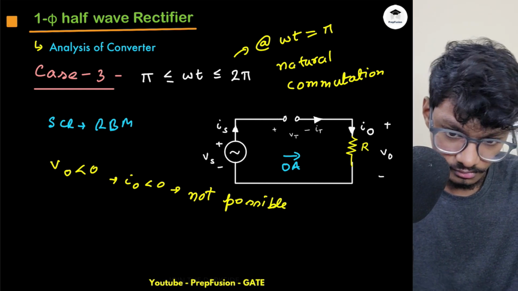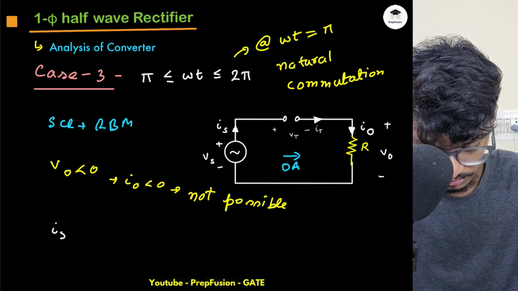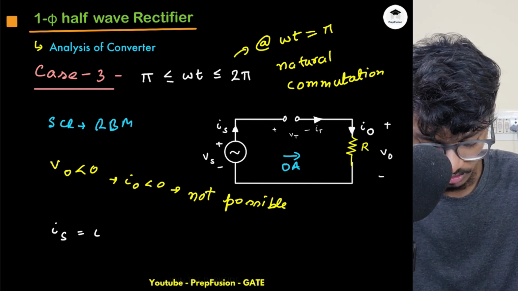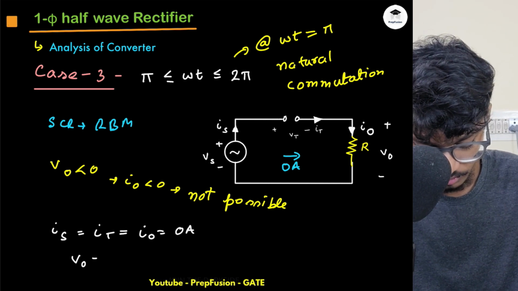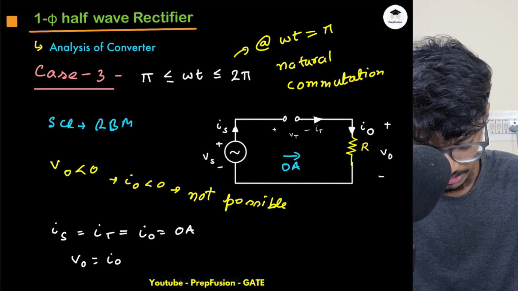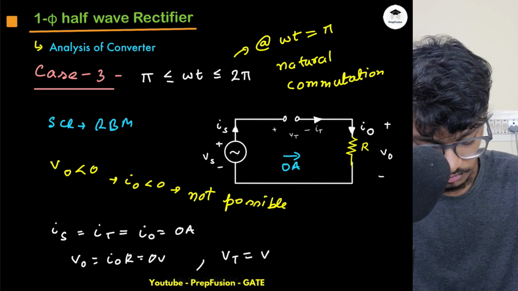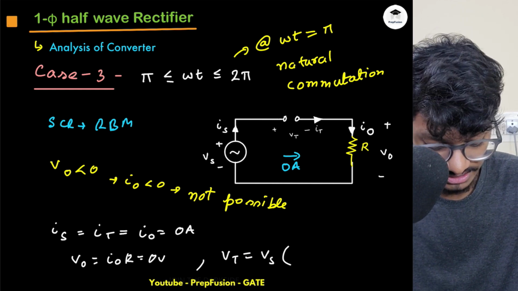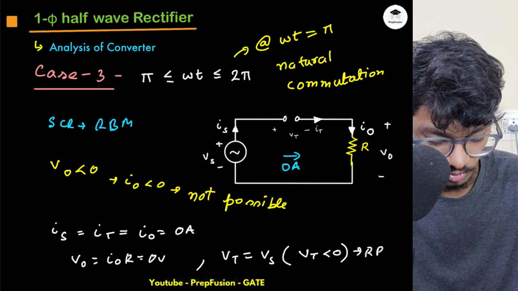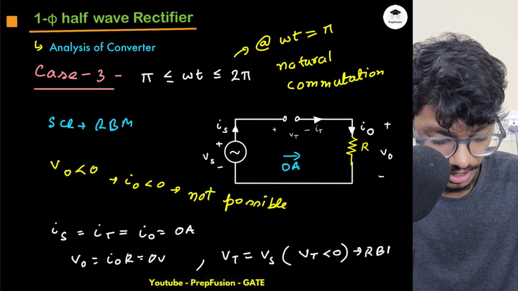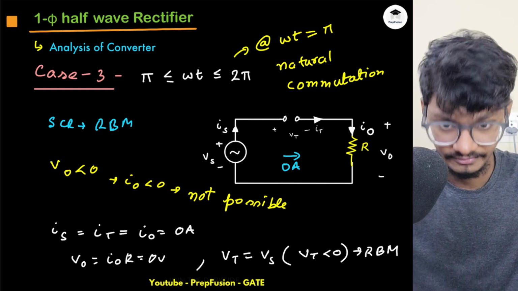Okay. So basically what will happen is that my IS, it will be same as forward blocking mode. IS equals to IT equals to IO will be equals to 0 ampere. My VO will be equals to 0 because it is IO into R, which is equals to 0 volts. My VT will be equals to VS. This time my VS is negative, hence my VT will also be less than 0. Hence it will be reverse blocking mode. Hence proved. Whatever I have assumed is correct only.